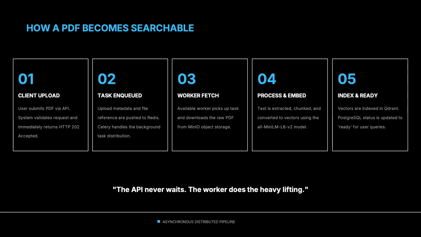Fourth, the embedding process. This is where all the heavy lifting happens. We extract the text, split it into chunks of roughly 1200 characters, and then convert those chunks into high-dimensional vectors. Lastly, the indexing. Those vectors are indexed in Qdrant, and we update the status to ready in PostgreSQL. The document is now officially searchable.